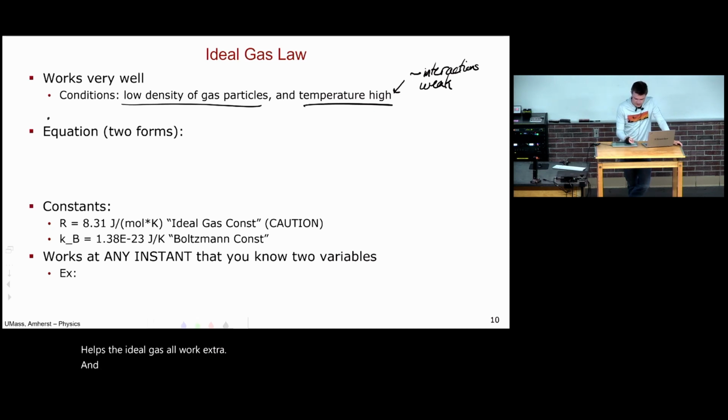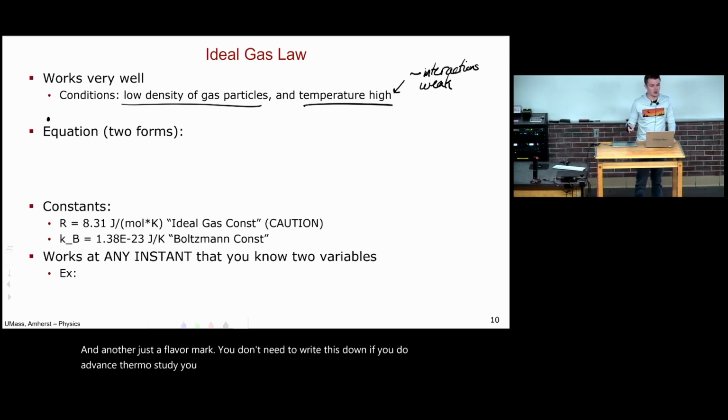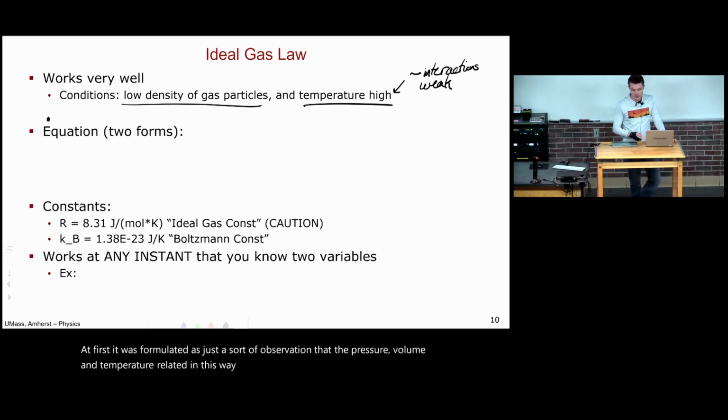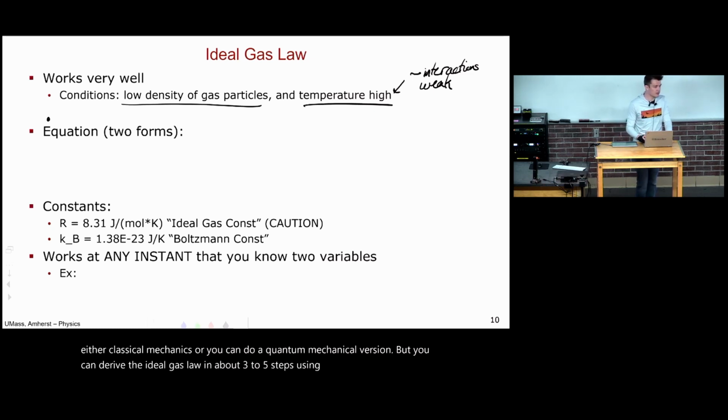And another, just a flavor remark, you don't need to write this down. If you do advanced thermo study, you will actually derive the ideal gas law. At first it was formulated as just a sort of observation that the pressure, volume, and temperature are related in this way. But you can actually derive this from basic classical mechanics, or you can do a quantum mechanical version. You can derive the ideal gas law in about 3 to 5 steps using something called the partition function of a system, which you will encounter in higher thermodynamic studies. It's a very, very interesting place to be, so when you get there, enjoy it.